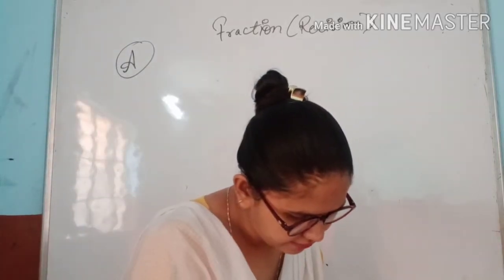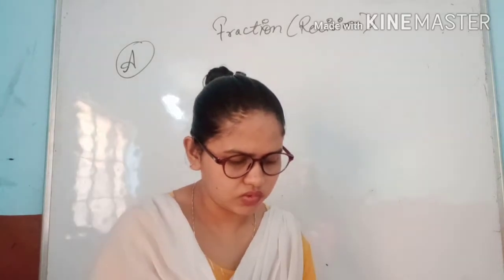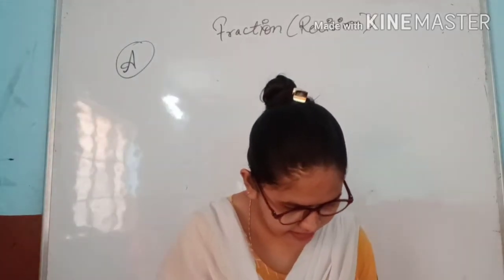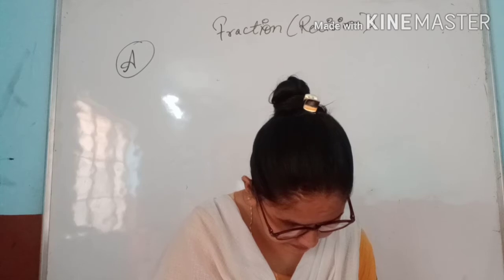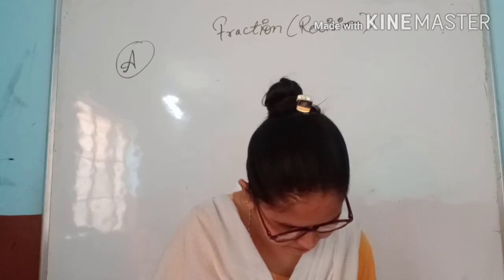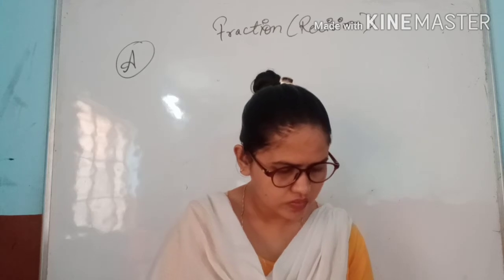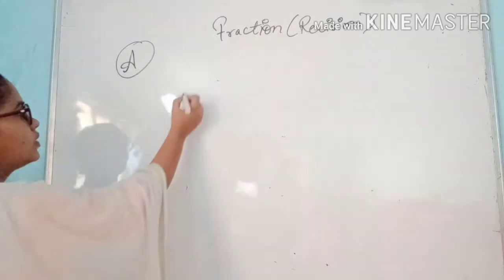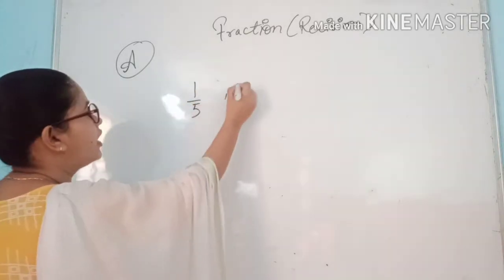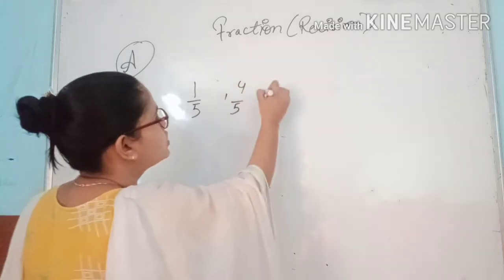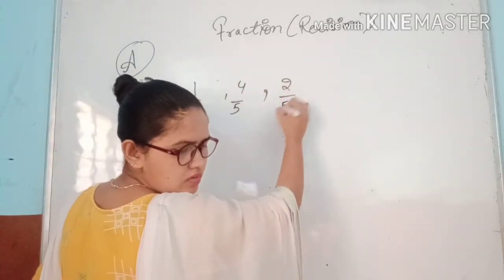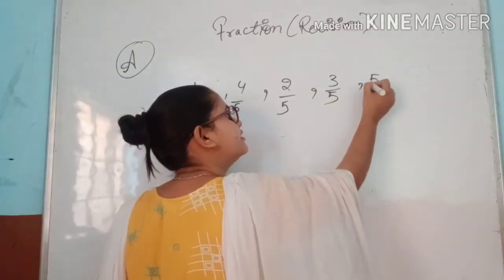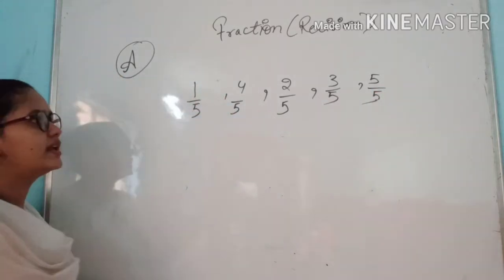Is there any equation which is different for you? No, there is no different equation here. So just take one look: 1 by 5, 4 by 5, 2 by 5, 3 by 5, and 5 by 5. Now students, this one is the equation for you.